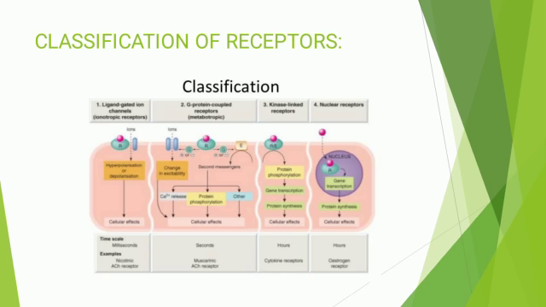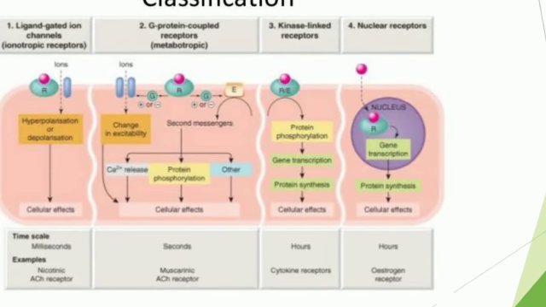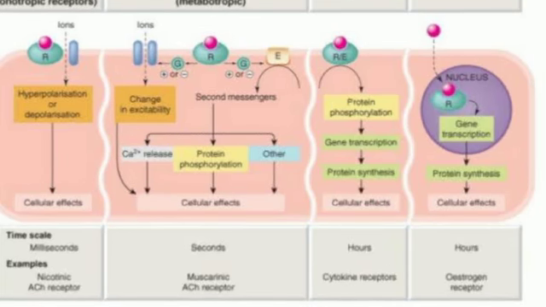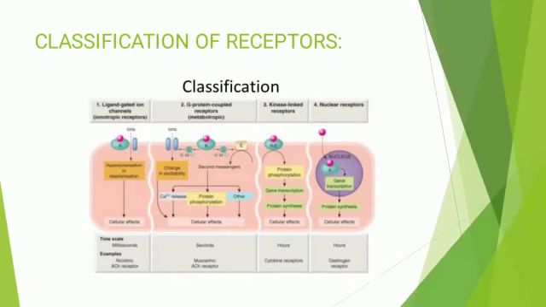Now we discuss about the classification of receptors. There are four different types of receptors. The first one is ligand-gated ion channel, which is also known as ionotropic receptor. The second one is G-protein coupled receptors, which is also known as metabotropic receptor. Third one is kinase linked receptor, and the fourth one is nuclear receptors. Here is the mechanism of these different receptors. At the bottom of this diagram, a table shows different time scales and examples. This is all about the classification of receptors.